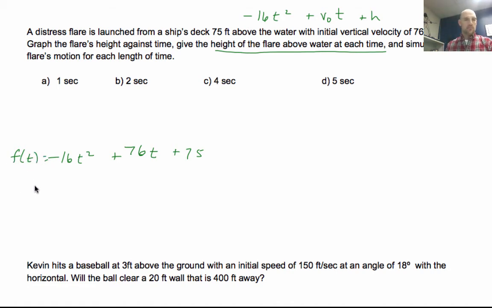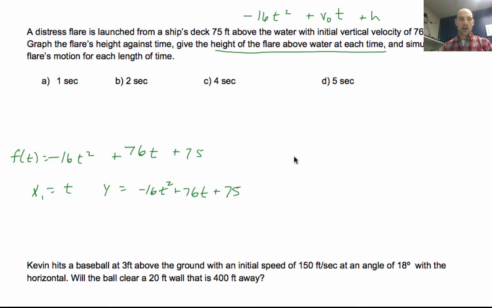And so my x sub 1 is t, that's my time. And my y is equal to negative 16t squared plus 76t plus 75. Well, all we have to do is plug this in, okay? All we have to do is plug this in, because when we plug this in, it's going to give us exactly the height of this flare. And so if we're graphing the height of the flare, we're going to plug it into this equation here. This is a height equation.